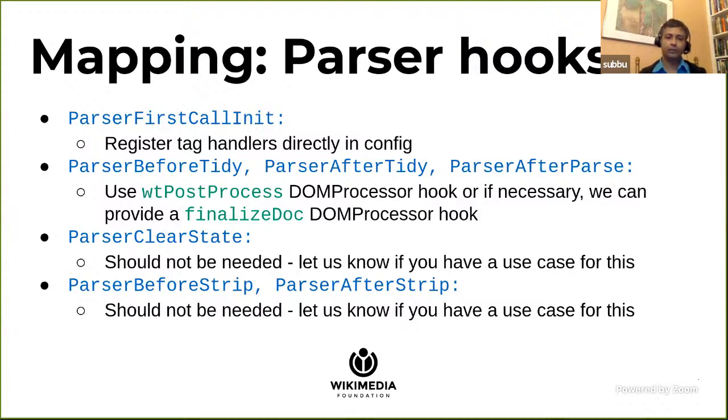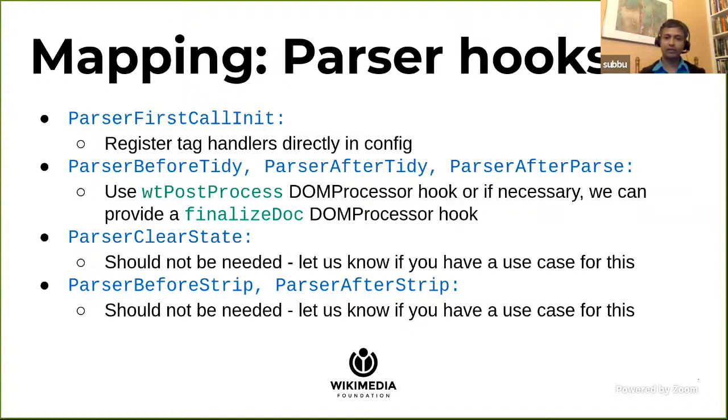If you use ParserBeforeTidy, ParserAfterTidy, or ParserAfterParse, then most likely you will need to use the wikitext post process DOM processor hook. And in case this is not sufficient, then as I said earlier, we can probably provide a finalize doc processor hook. This is probably the case if you use the ParserAfterParse hook and you need information that Parsoid does not provide with the wikitext post process hook.